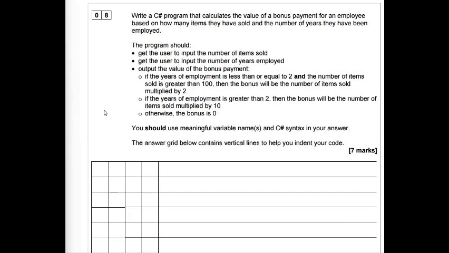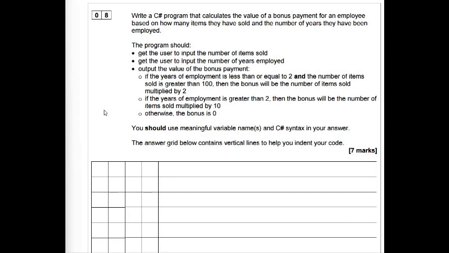Okay. So we've got a C# program that calculates the value of a bonus payment for an employee based on how many items they have sold and the number of years they've been employed. So let's break this down. Decompose it, we must. Get the user to input the number of items sold, get them to input the number of years employed, output the value of the bonus payment.